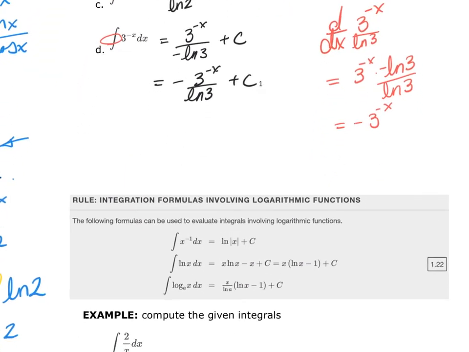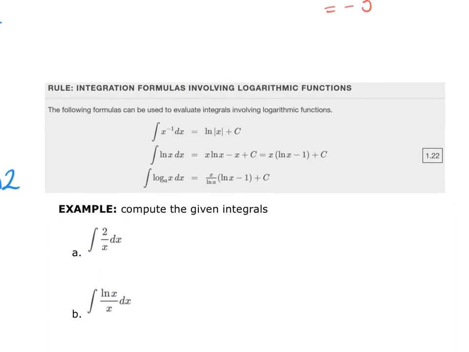All right, here's some more rules. Look at this loveliness. We talked about this the last couple of days: when we see x raised to the negative 1, in other words, 1 over x, the integration, or the antiderivative, is always going to be the natural log of the absolute value of x. When we see the natural log of x, make sure that you pay attention to this one. This is something new.